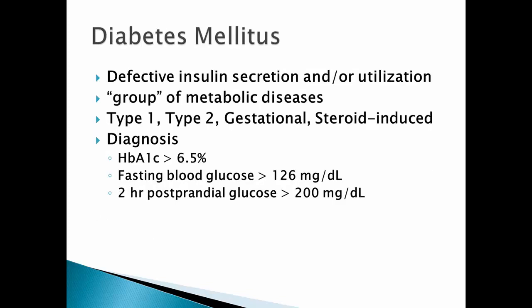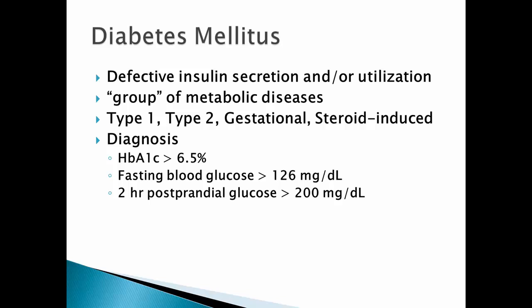So when we think about diabetes mellitus, we're thinking about defective insulin secretion and/or utilization of insulin. It really is a group of metabolic diseases. It isn't just one thing, but all of these types of diabetes are characterized by either not enough insulin being secreted or the insulin not being appropriately utilized. With type 1 and type 2, we probably have a little bit more understanding of those two. We're going to talk about those specifically.